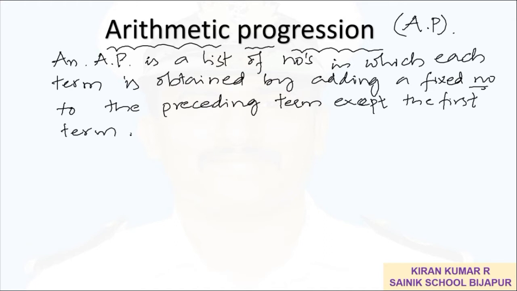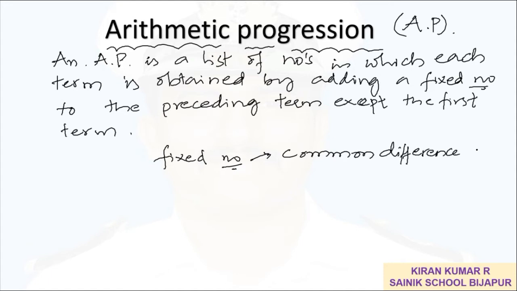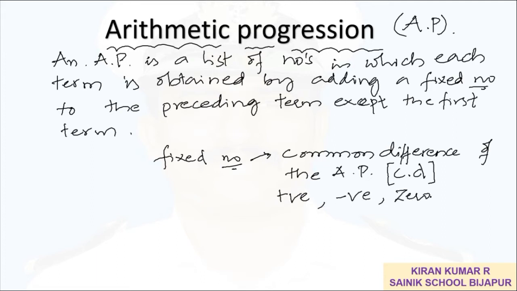The fixed number is called the common difference of the AP. You can make a note of this also. Fixed number is also called common difference of the AP. Generally, while solving problems, we consider small letter d for writing common difference. This common difference can be a positive number or a negative number, or it can be 0 also.